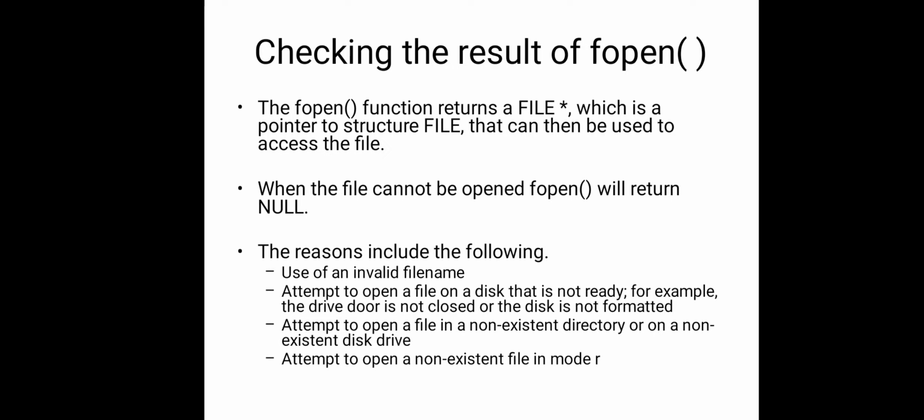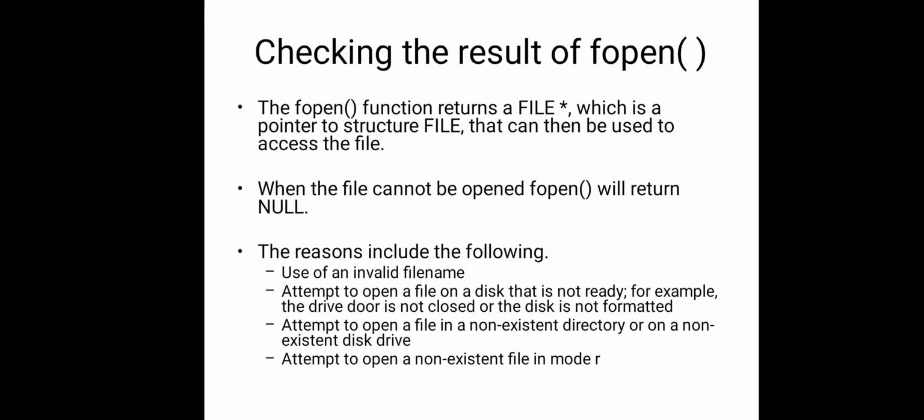Okay. So what could be the reasons for the failure of opening the file? The first is the use of an invalid file name. If the file name is invalid, then it will not be opened. Next, an attempt to open a file on a disk that is not ready, for example, the drive door is not closed or the disk is not formatted. So these are some issues with the file. And an attempt to open a file that does not exist in the directory.